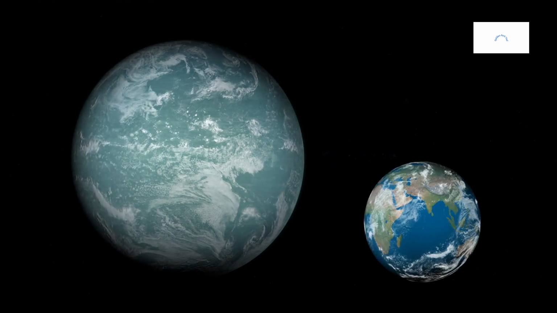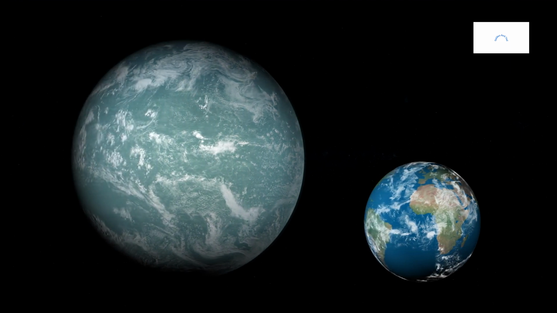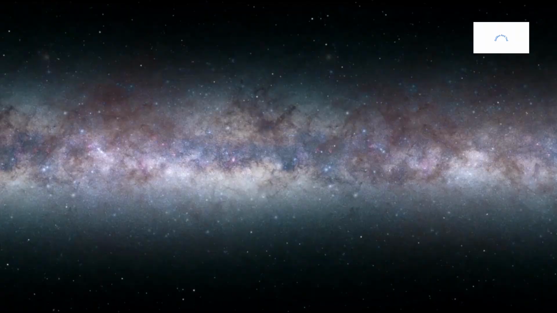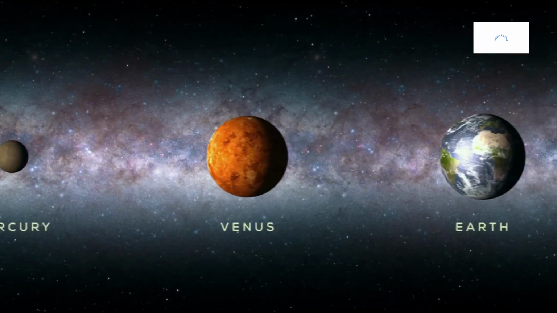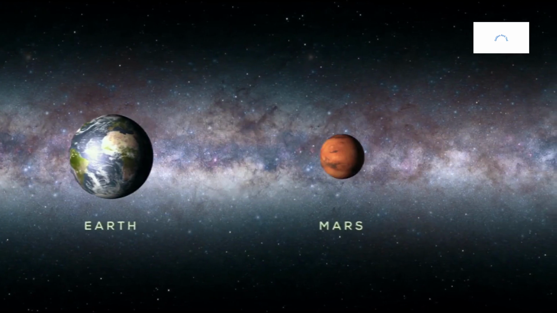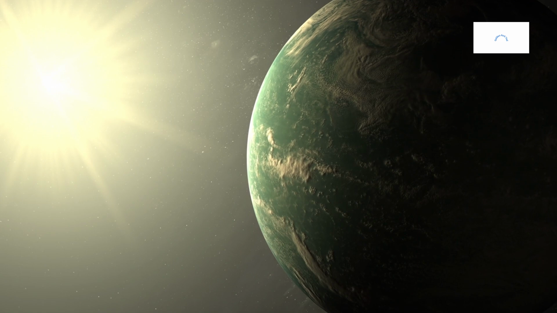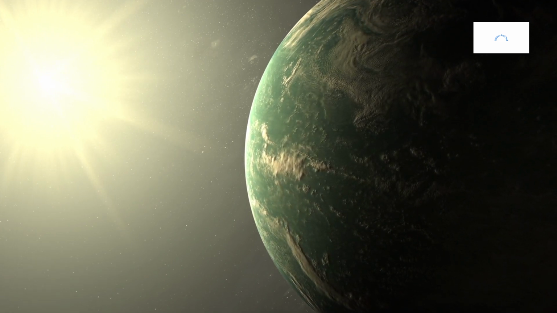Kepler-186f is classified as a terrestrial exoplanet, indicating that it shares similarities with Earth in terms of size and composition. Its radius is only slightly larger than Earth's, making it one of the first Earth-sized exoplanets discovered within the habitable zone. The comparison to Earth sparks interest in the potential for Kepler-186f to harbor conditions conducive to life.